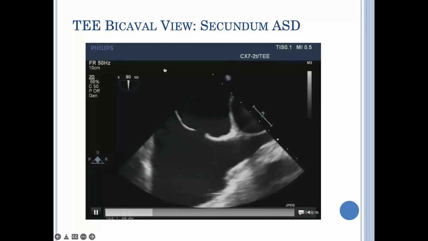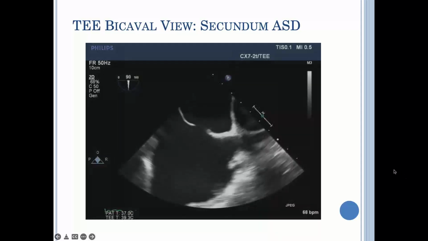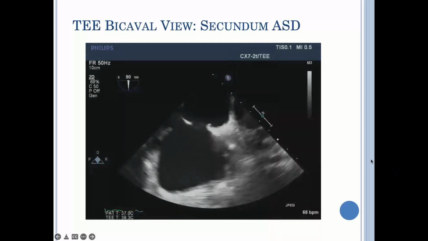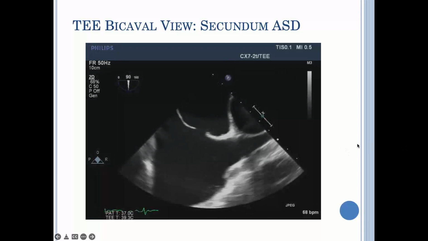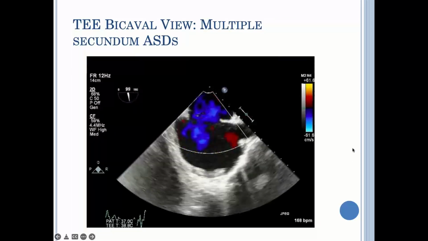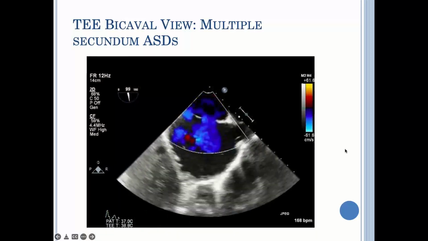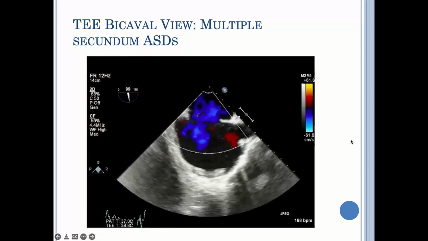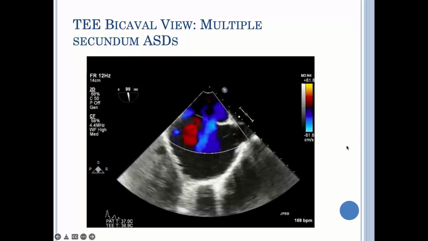So this is a transthoracic view of a secundum ASD. I hope it's playing well. I have put a case at the end that I'll go over as well. I just want to show this here. And this is another transthoracic view. Here, as I mentioned, there could be fenestrations or multiple ASDs. So this is the case where we can see at least 2 jets or 2 ASDs in this case.